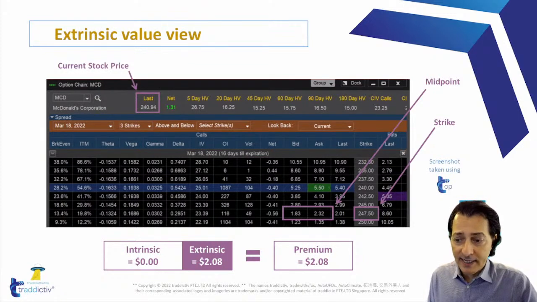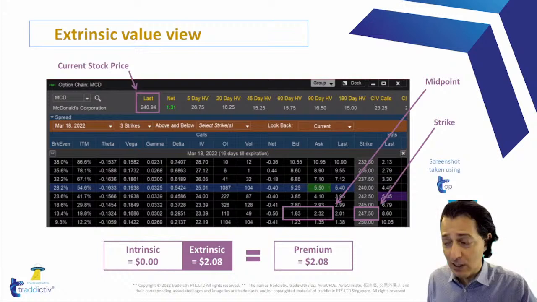The intrinsic value is zero. But what about the extrinsic value? Well, the extrinsic value is 2.08, which happens to be the midpoint between the bid and the ask. People are paying $2.08 for that option just because from now until March 18, at the time of the screenshot, there were 16 days to expiration, and therefore they were hoping that in those 16 days, the price will move from 240 to 247.5, and there were some people buying that option at that particular price, okay?